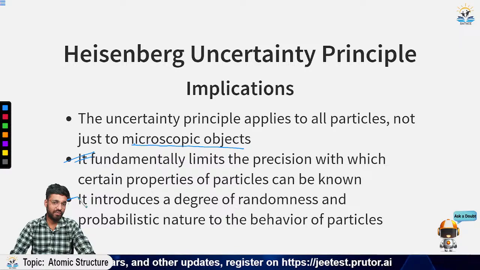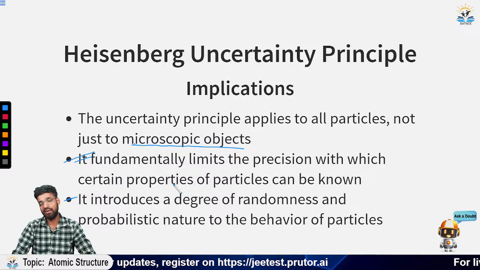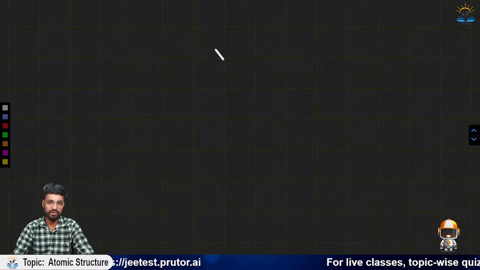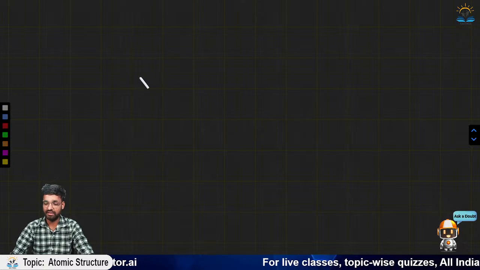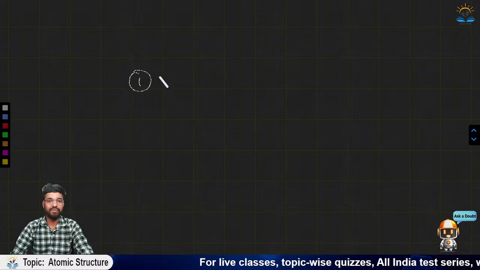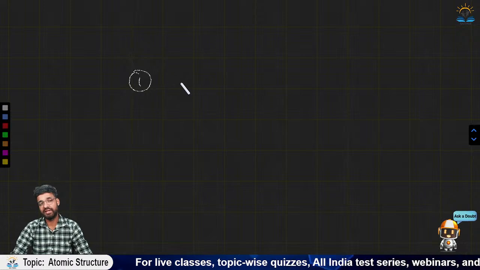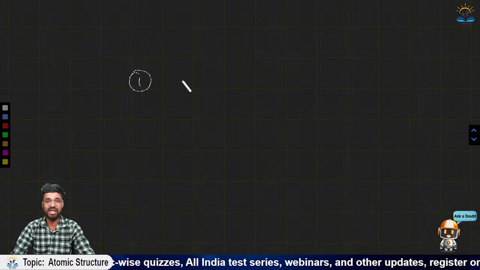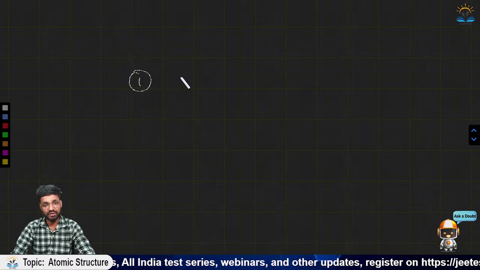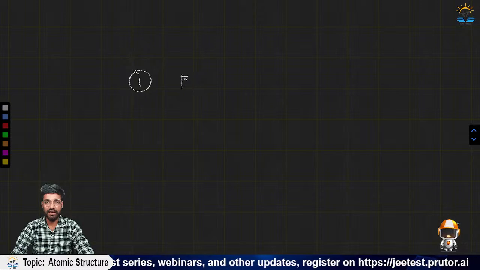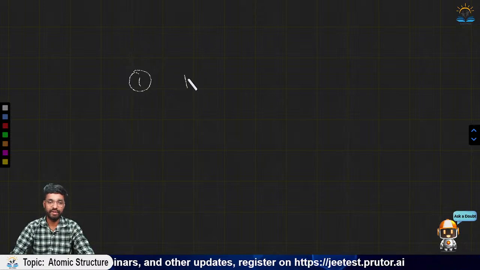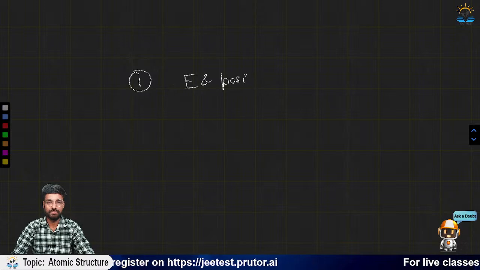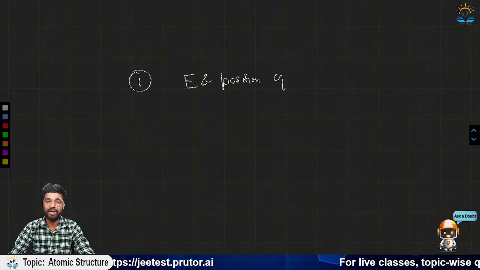Now, what does this result in? So how does this dissatisfy Bohr's theory? Bohr's theory's first postulate was that the electron revolves around the nucleus with a fixed energy in a fixed stationary state. That means he was saying that we can simultaneously determine both the energy and the position of the particle.